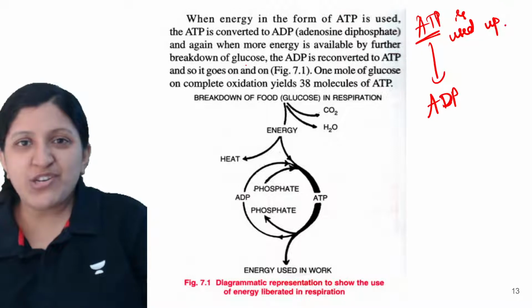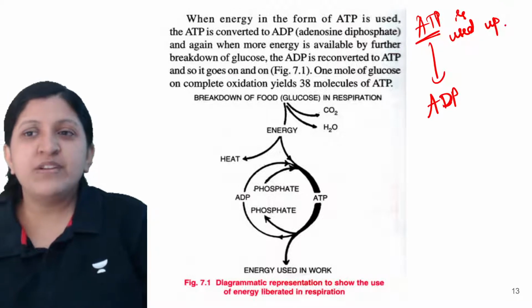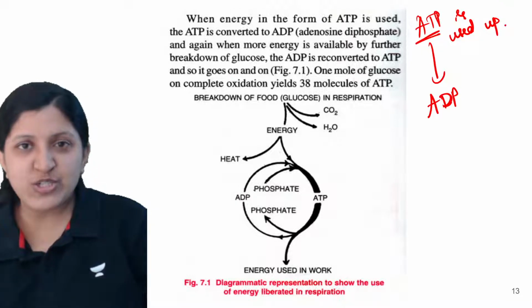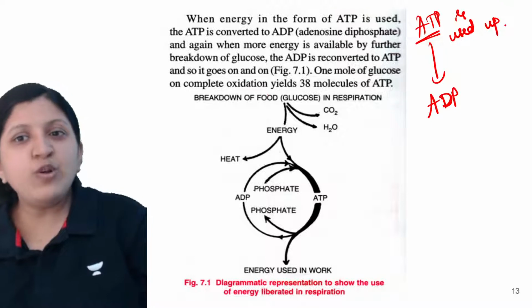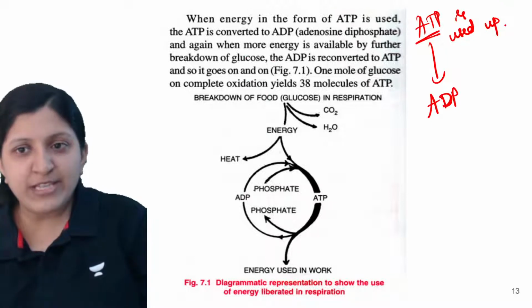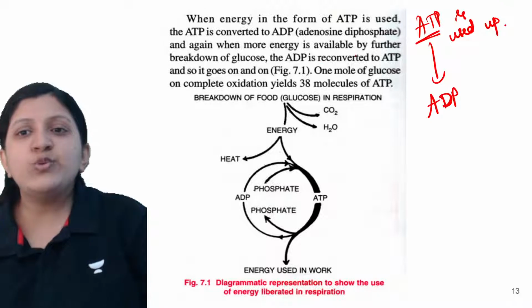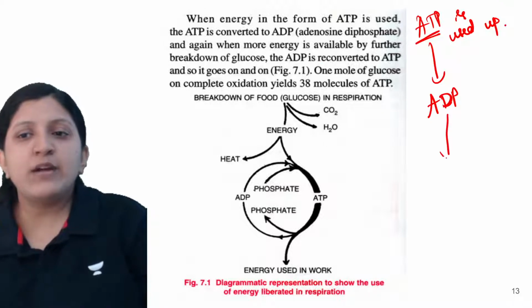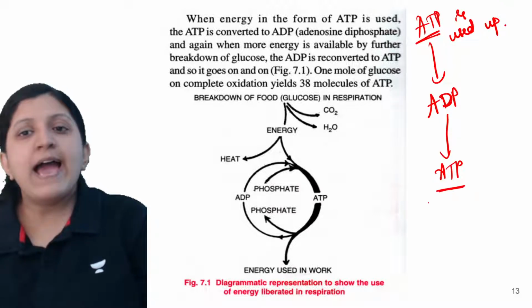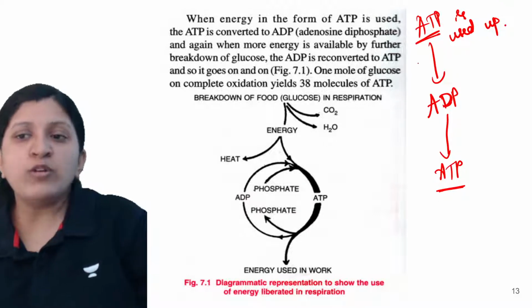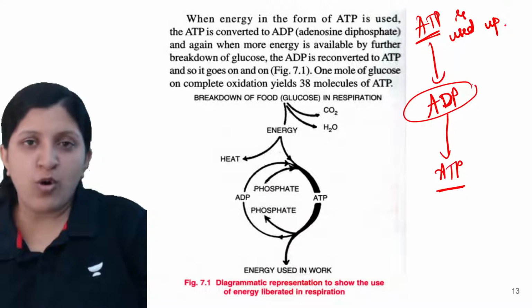For ATP generation, you all know that glucose oxidation has to occur. And when glucose is available, that is, by breakdown of food, that is when the ADP is converted back into ATP, and so this goes on and on. So that means ADP will be there always.